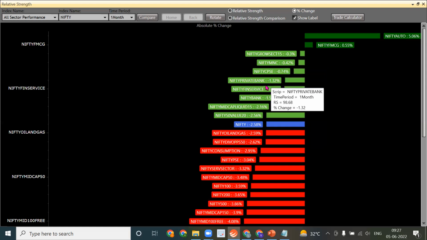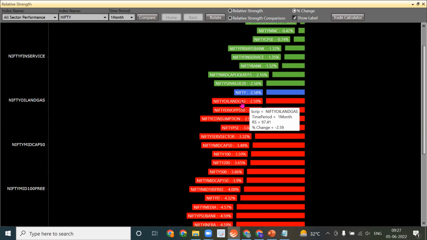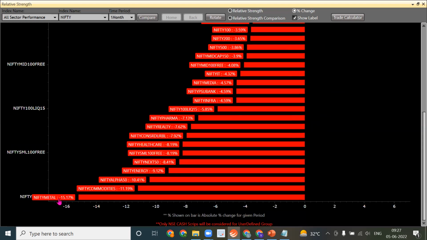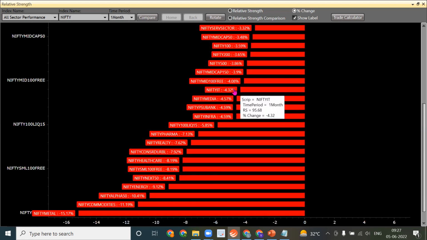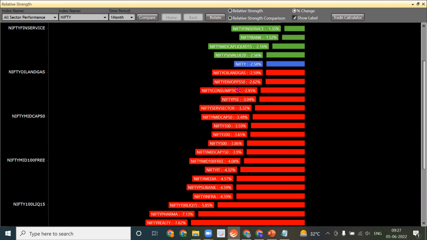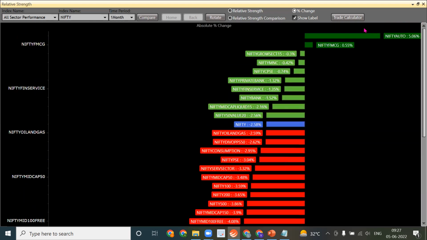The other was the MNC sector. Private banks were bad, negative. Financial services and Nifty banks were bad. Oil and gas were further bad. All this below the blue, blue is the Nifty line, are the ones which have become more and more negative. So you can see metal was the worst. Energy, healthcare, realty, pharma, infra, PSU bank in 1 month are bad. IT is bad. So you can see the month of May was practically bad, except for these two sectors, auto and a little bit of FMCG.